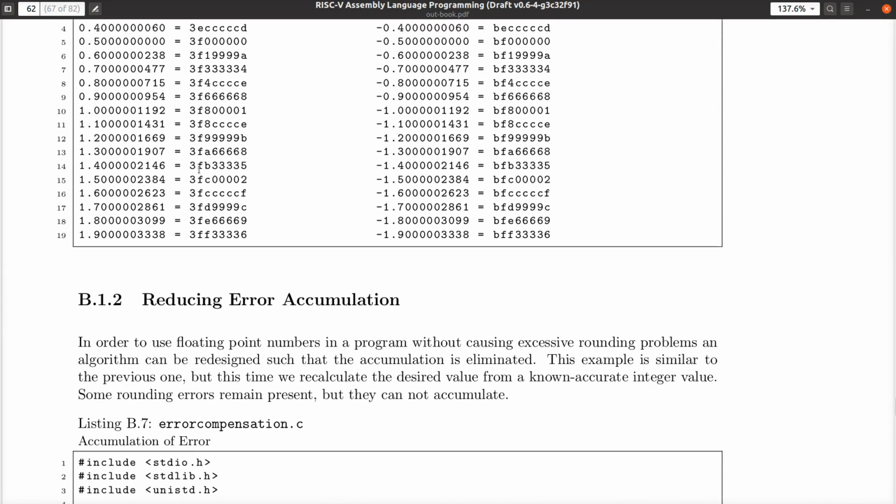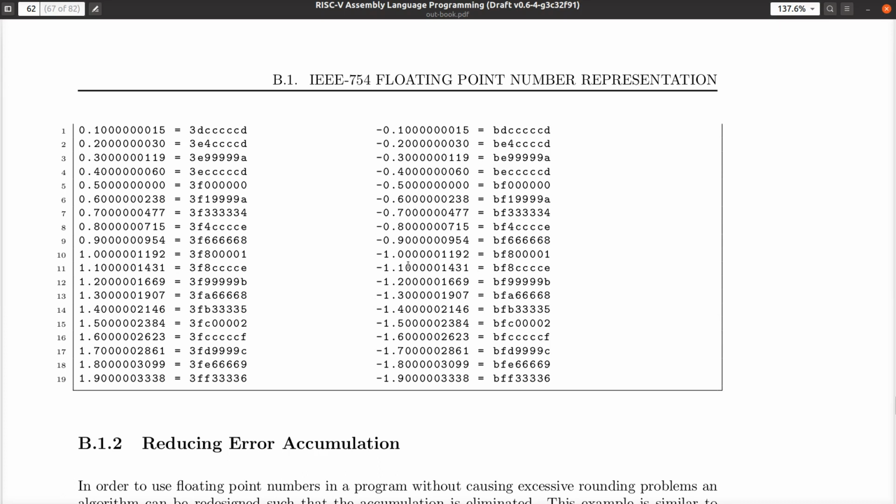Now, this will get worse and worse and worse as it goes. That can be an enormous problem if you're doing a lot of math in floating point numbers in a loop and you're accumulating something. You have to be very careful how you write that code.